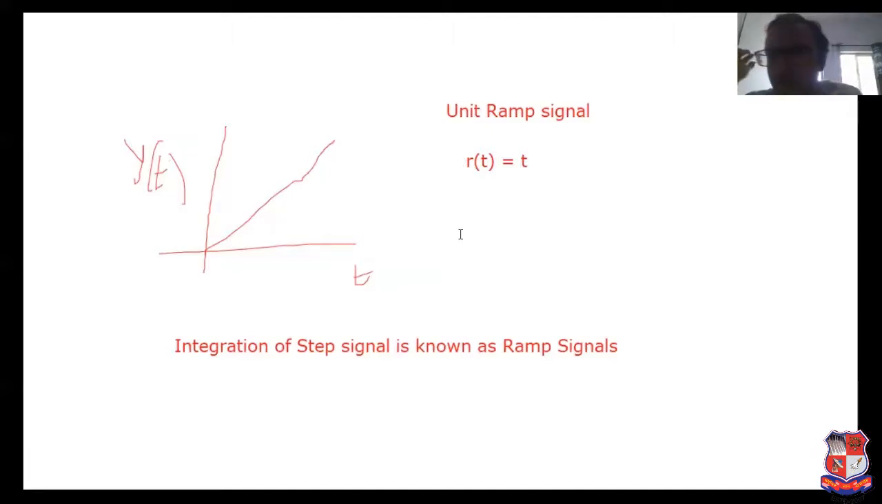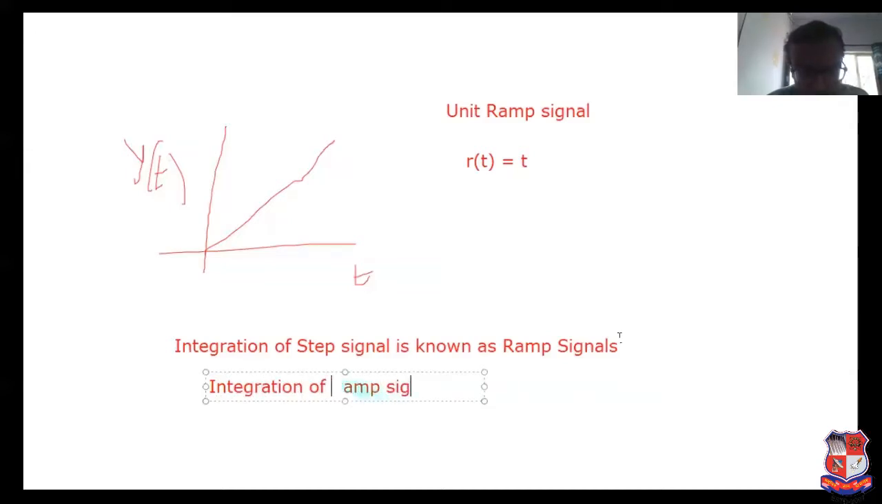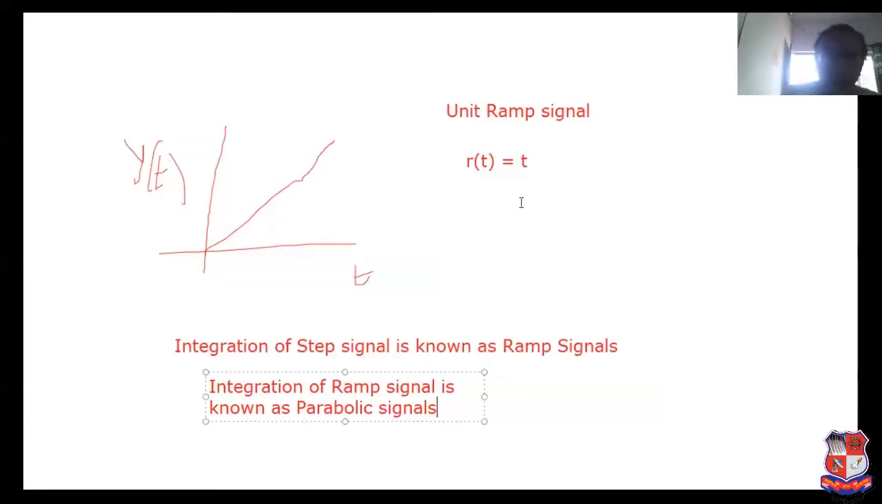And next, which is known as the parabolic signal. For the parabolic signal, the integration of the ramp signal is known as the parabolic signal, one type of exponential signal. So these are the basic signals that we have discussed here.